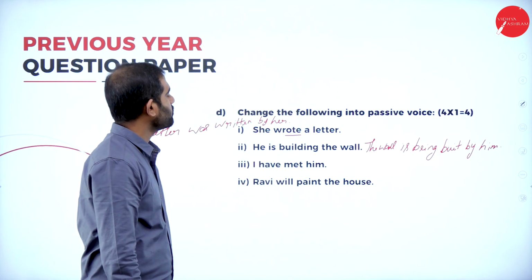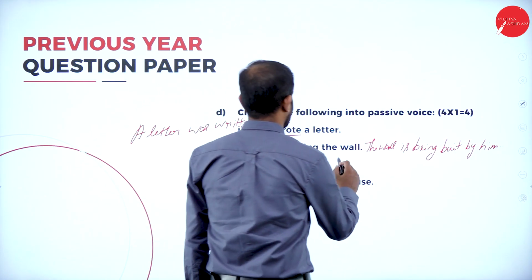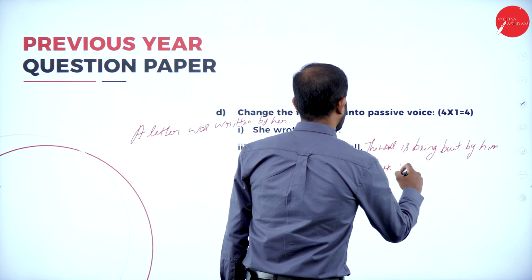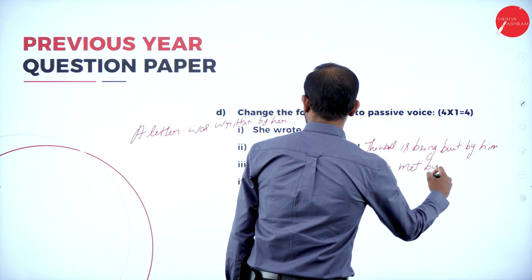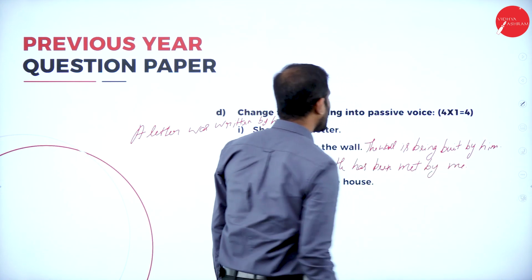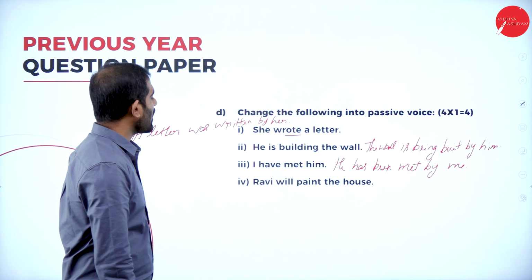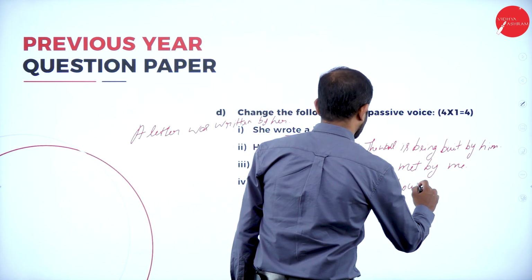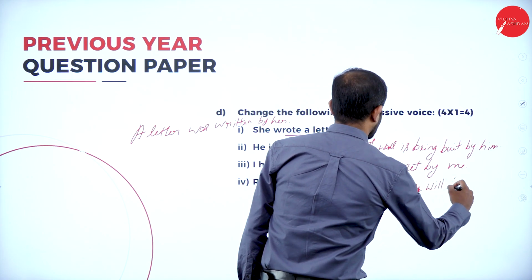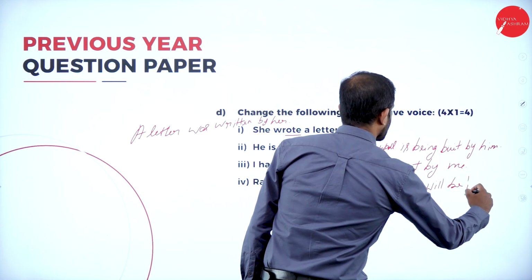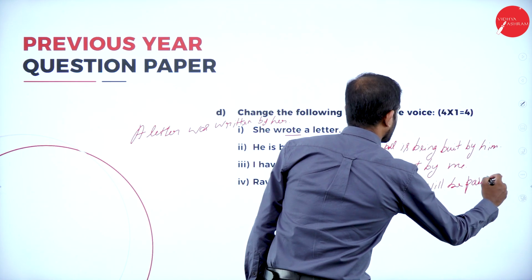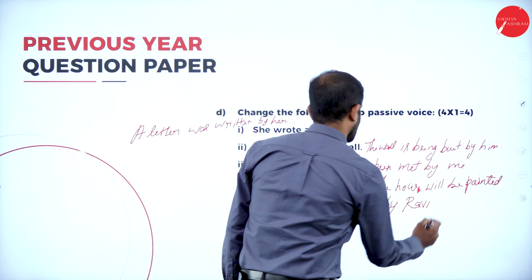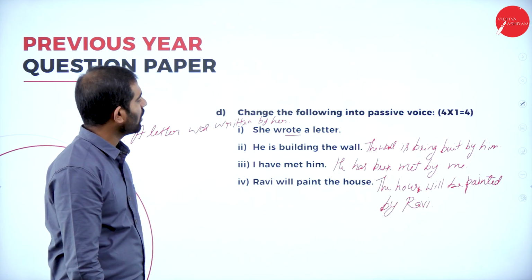I have met him. He has been met by me, or he has been met is also fine. Ravi will paint the house. The house will be painted by Ravi. So those are the answers.